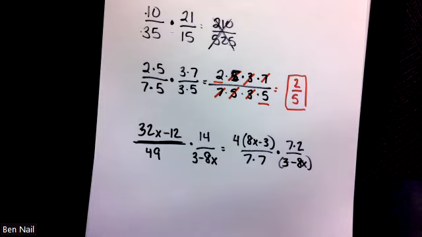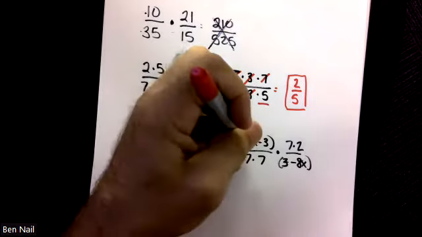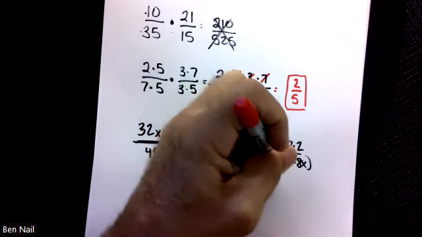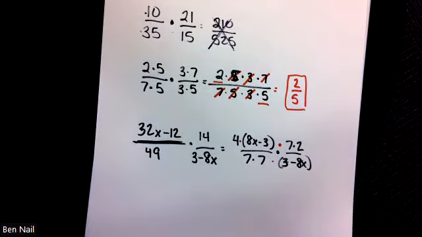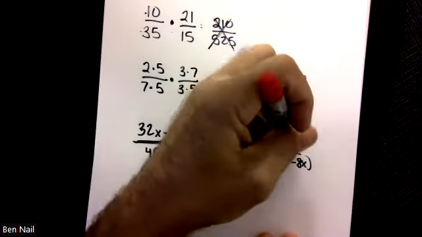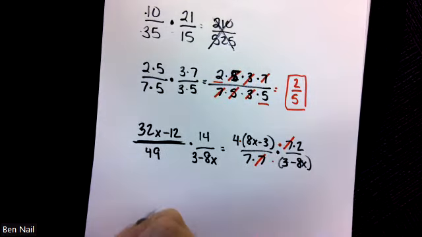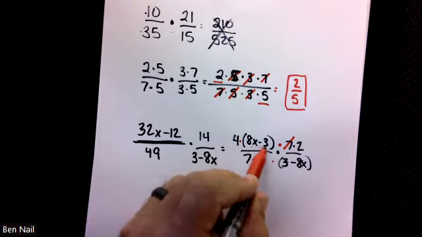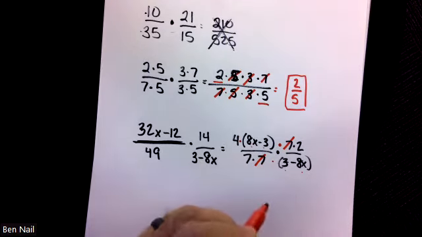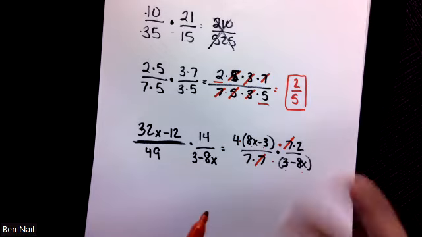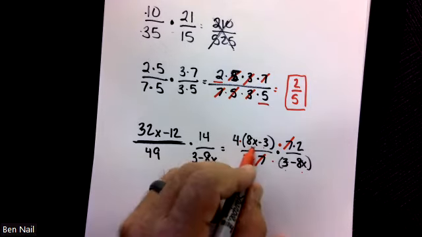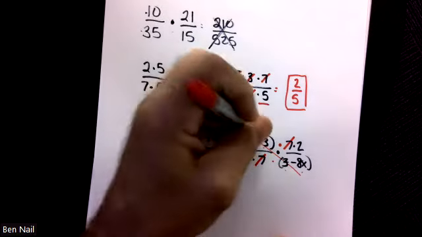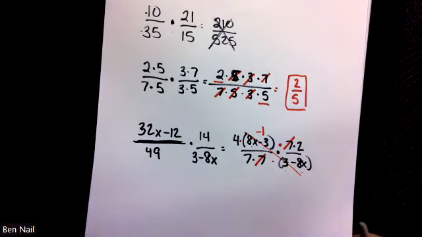And now we're all multiplying. Everything here is a multiplication problem. You got 4 times (8x minus 3) times 7 times 2, over 7 times 7 times (3 minus 8x). So again, once we're strictly multiplying, we can cancel any common factors. Those 7s cancel. Now here, 8x minus 3 and 3 minus 8x. Those are almost the same, but that's that flip-flopped thing. So 8x, negative 8x, negative 3, positive 3. Those cancel into a negative 1.